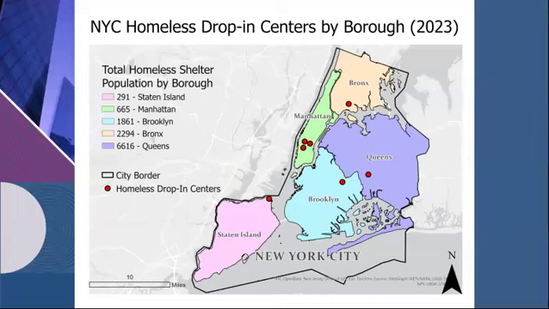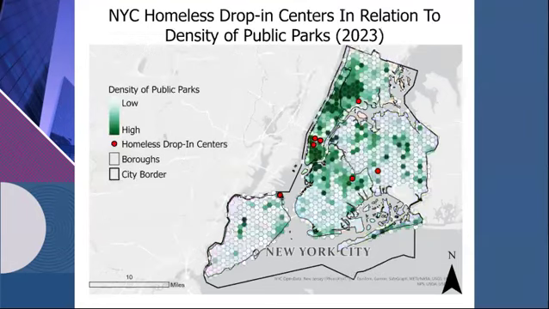Brooklyn had a homeless population, again, these are homeless populations within the shelters, of 1,861. And the Bronx had a homeless population of 2,294. Queens had a total homeless shelter population of 6,616. Now, despite Queens having the largest homeless shelter population in 2023, Manhattan still has the largest number of drop-in centers.